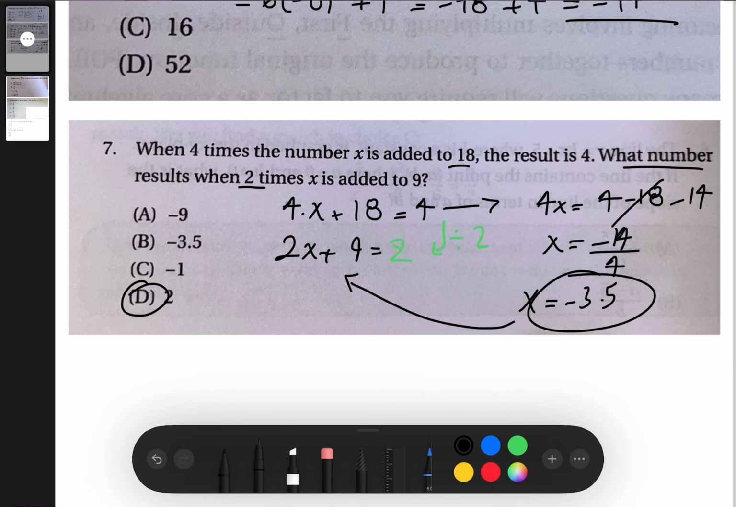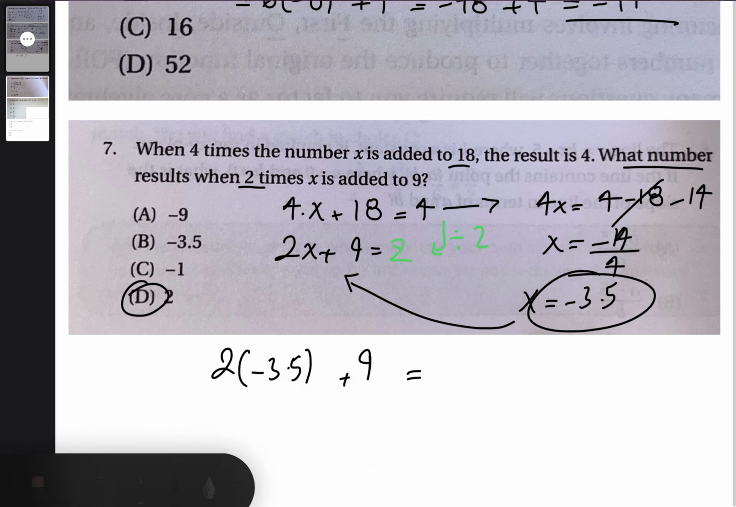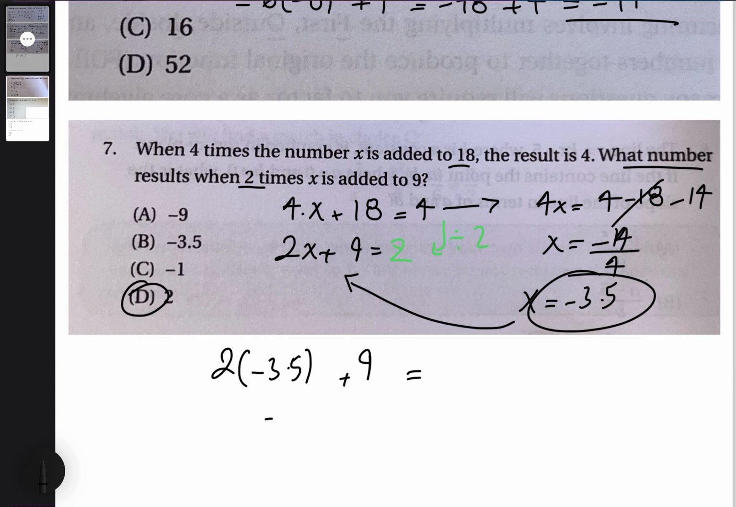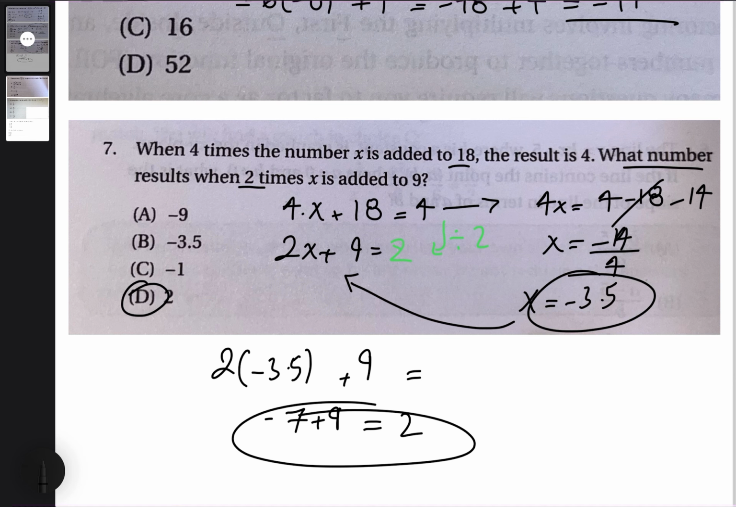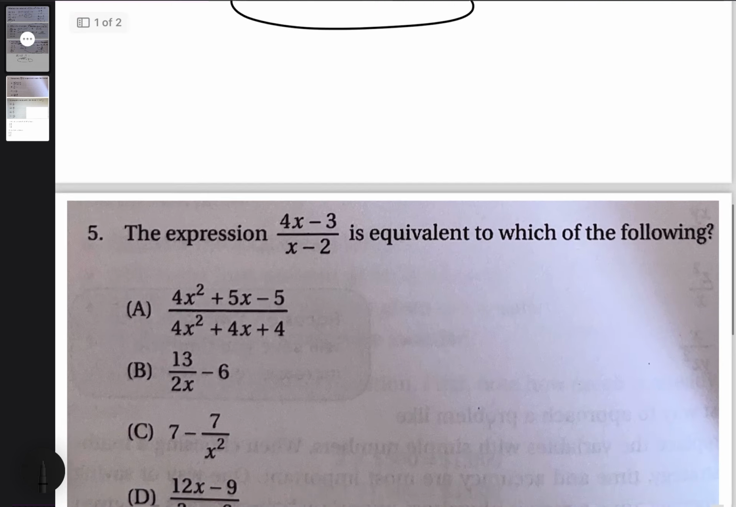Okay, so now that you have the value of x, you can plug it into that equation. So 2 times negative 3.5 plus 9. If you do that, you should roughly get 2. So 2 times negative 3.5 is negative 7, and negative 7 plus 9 is, guess what? 2. You can either do it this way or do the first way, which might be easier, but it doesn't work all the time.